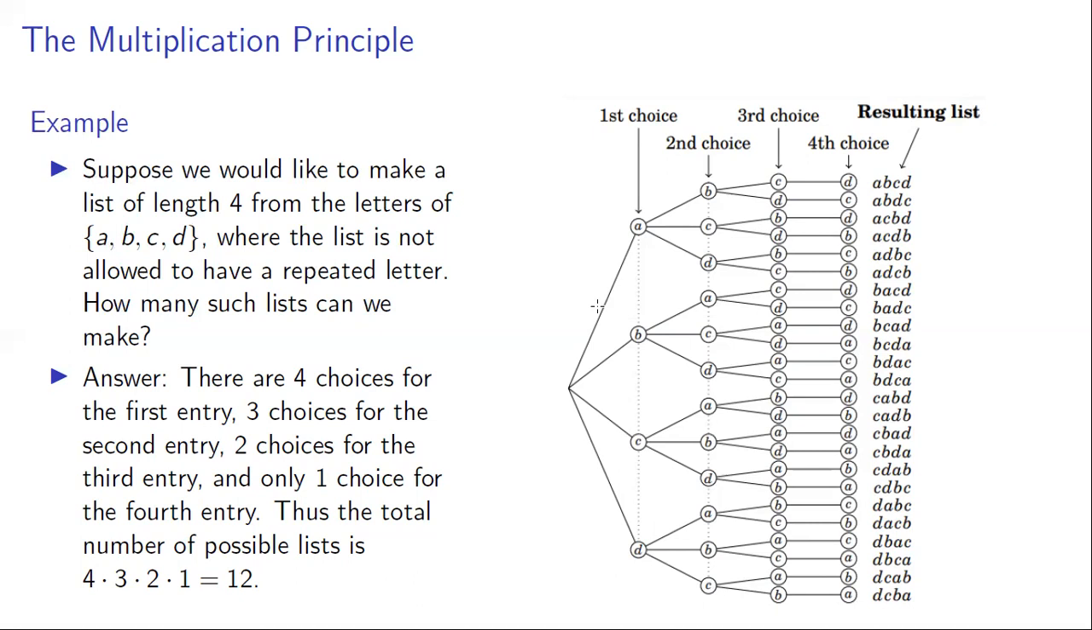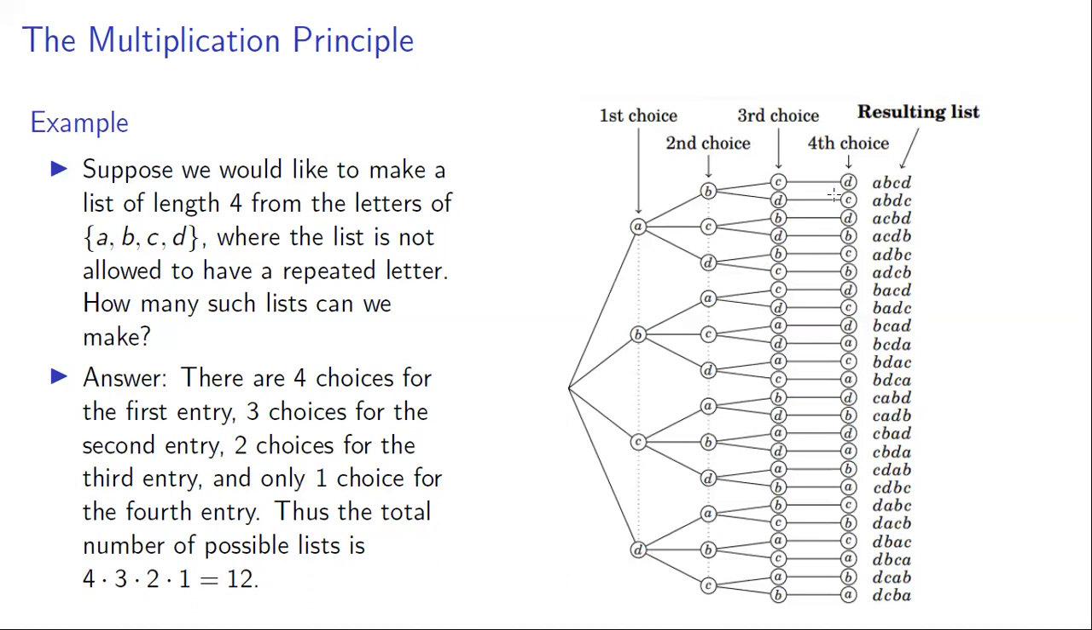Now, whatever you chose as the first entry cannot be used again, right? Because we're not allowed to have repeated letters in this list, in this particular example. So whatever we chose for the first choice cannot be used again. So for the second choice, we have three options. And then whatever we chose for the second choice can also not be used again. So for the third choice, we have two options, right? Because we've already used two of our letters, whatever they are, and we have two options left.